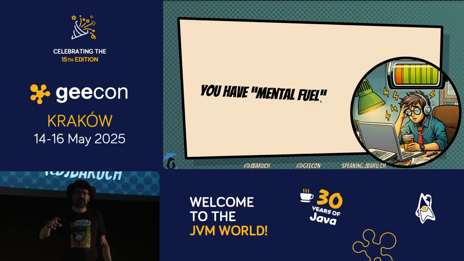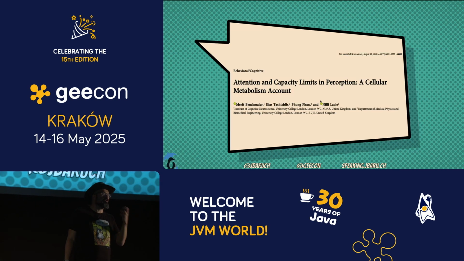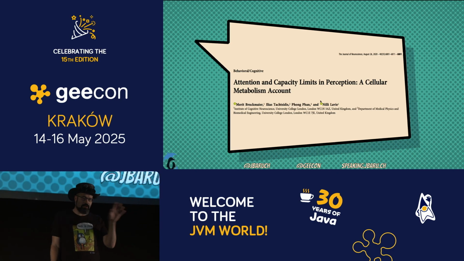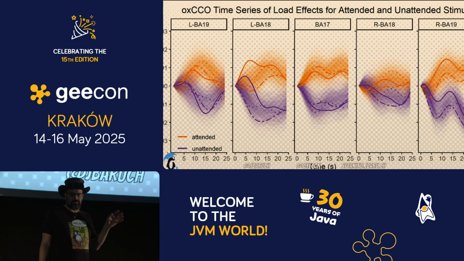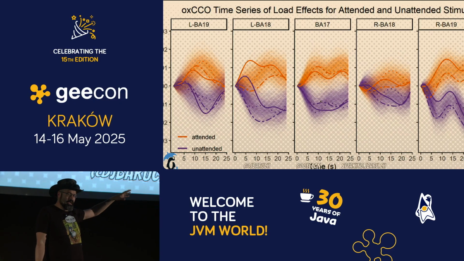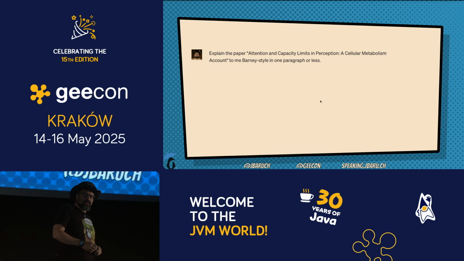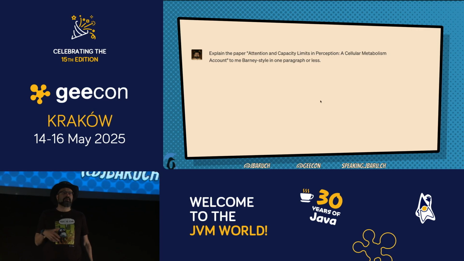The fascinating part is that only a couple of years ago, a physical proof of mental fuel was found. This is a fascinating paper that I don't understand any of, called Attention and Capacity Limits in Perception: A Cellular Metabolism Account. It's full of stuff that obviously I have no idea what it is. So what do we do? We ask ChatGPT. Explain the paper, Attention and Capacity Limits in Perception, a cellular metabolism account, to me, Barney style, in one paragraph or less. In case you don't know what Barney style is, this is Barney.